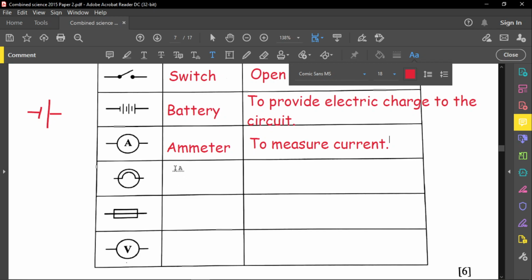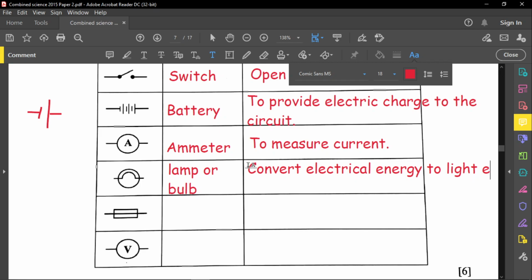All right, so this here is a lamp or a bulb. And the function for this is really to convert electrical energy into light and heat, or generally light energy. So it converts electrical energy to light energy. And of course you get some heat as well, but the main function of it is to convert the electrical energy into light energy.